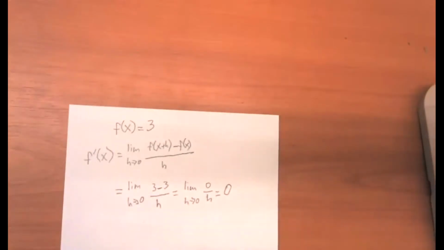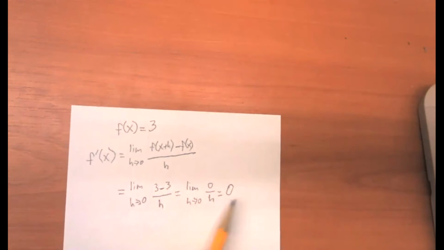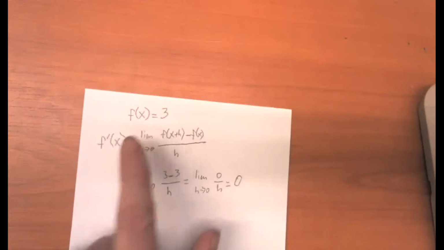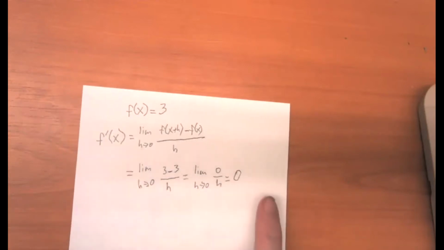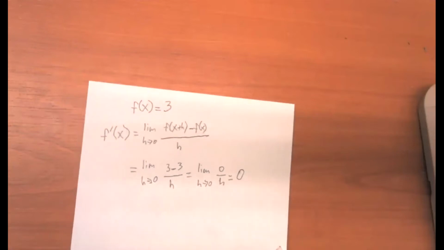And just like we saw when we were calculating this limit for arbitrary values of x instead of for all values, whenever you're dividing 0 by a number that's not equal to 0, the answer is going to be 0. So what this means is that no matter what the input value of the function is, the derivative of a constant function is 0. Okay, this is going to be one of the important rules that we talk about, that the derivative of a constant function is always 0.